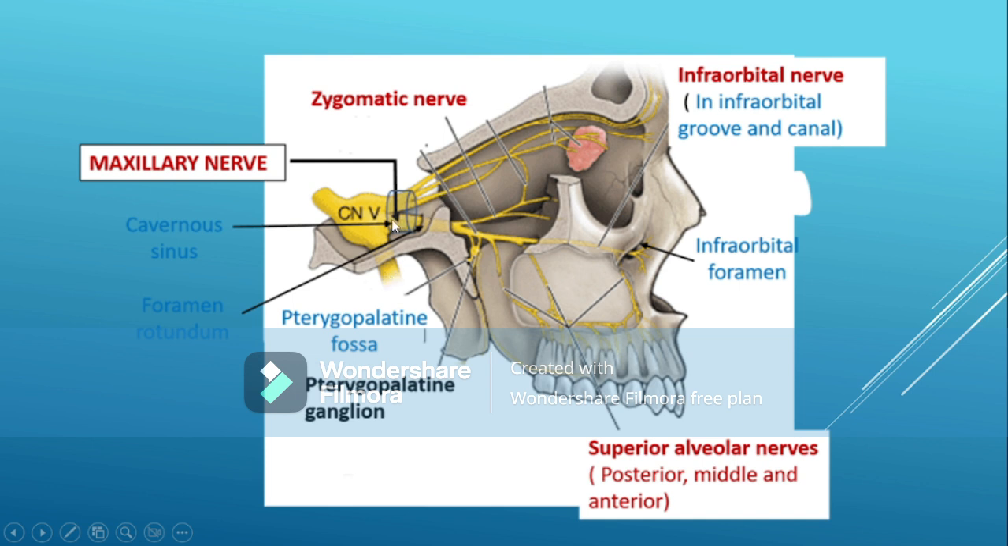Now, in this diagram, you can see that this is the cavernous sinus. The maxillary nerve runs through the cavernous sinus, then through the foramen rotundum, it runs to the pterygopalatine fossa, and further this is the infraorbital groove and canal, and it comes out onto the face from the infraorbital foramen. Now let's see this nerve in detail.